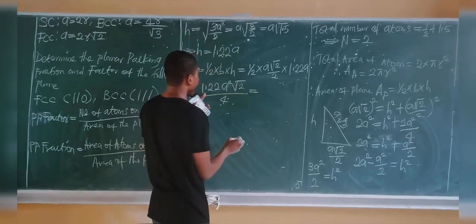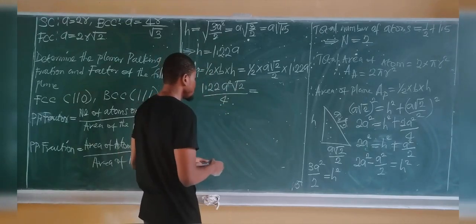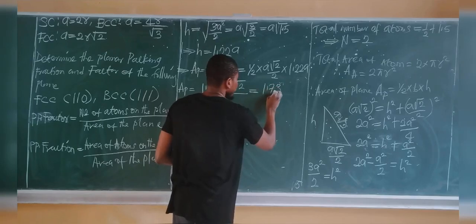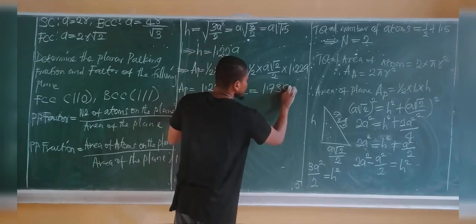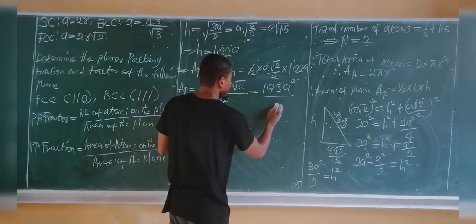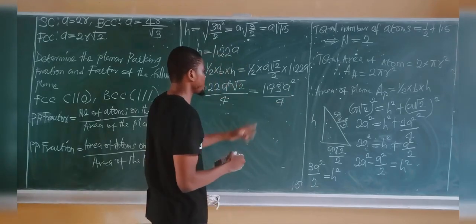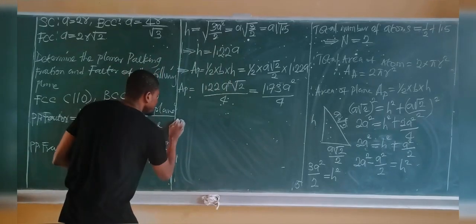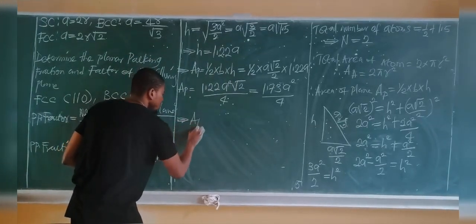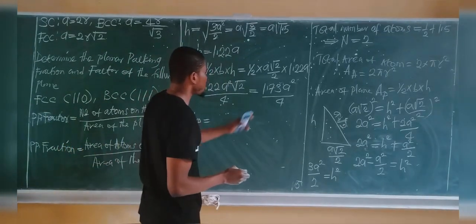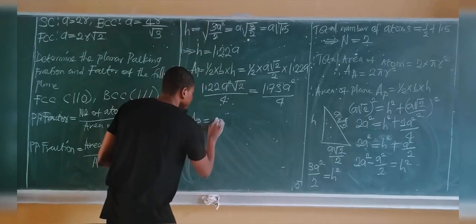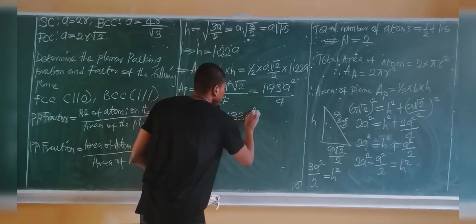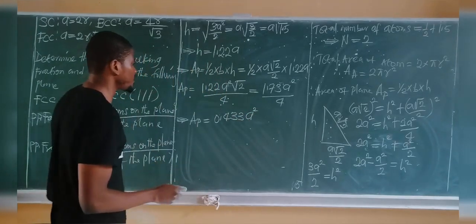So let's obtain 1.22 times root 2. So that value gives us 1.73, remember, a squared all over 4. So let's find out now 1.73 divided by 4. So this implies that the area of the plane is equal to 1.73 divided by 4, which gives us 0.433 a all squared. So this becomes the area of the plane.